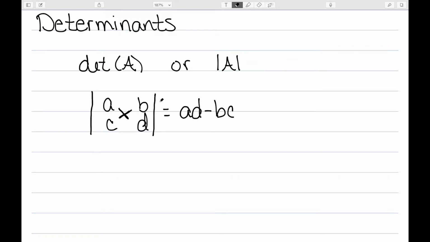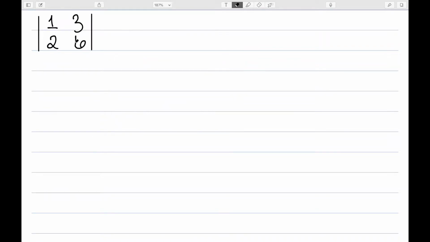So let's look at some examples of this. For my first example, I want to look at the determinant of this matrix 1, 3, 2, 6. We start by multiplying this way. 1 times 6 is 6. Minus, and then we multiply this way. 3 times 2 is 6. So in this case, my determinant is 0.